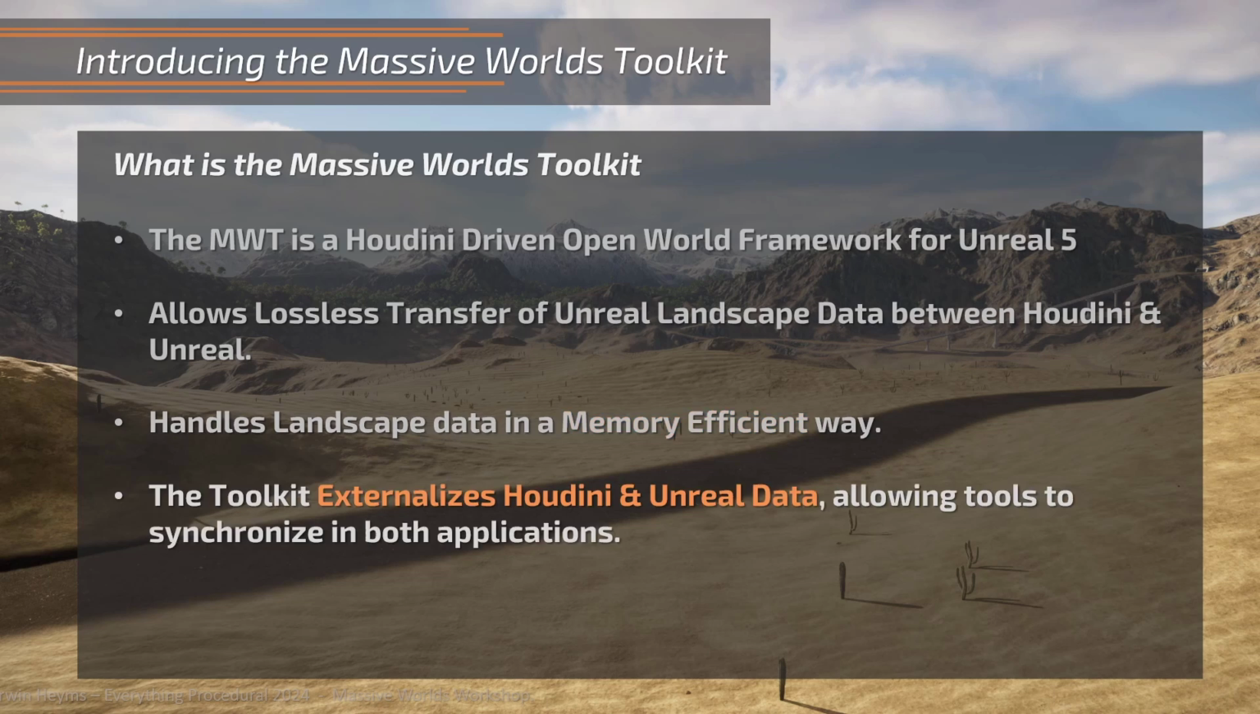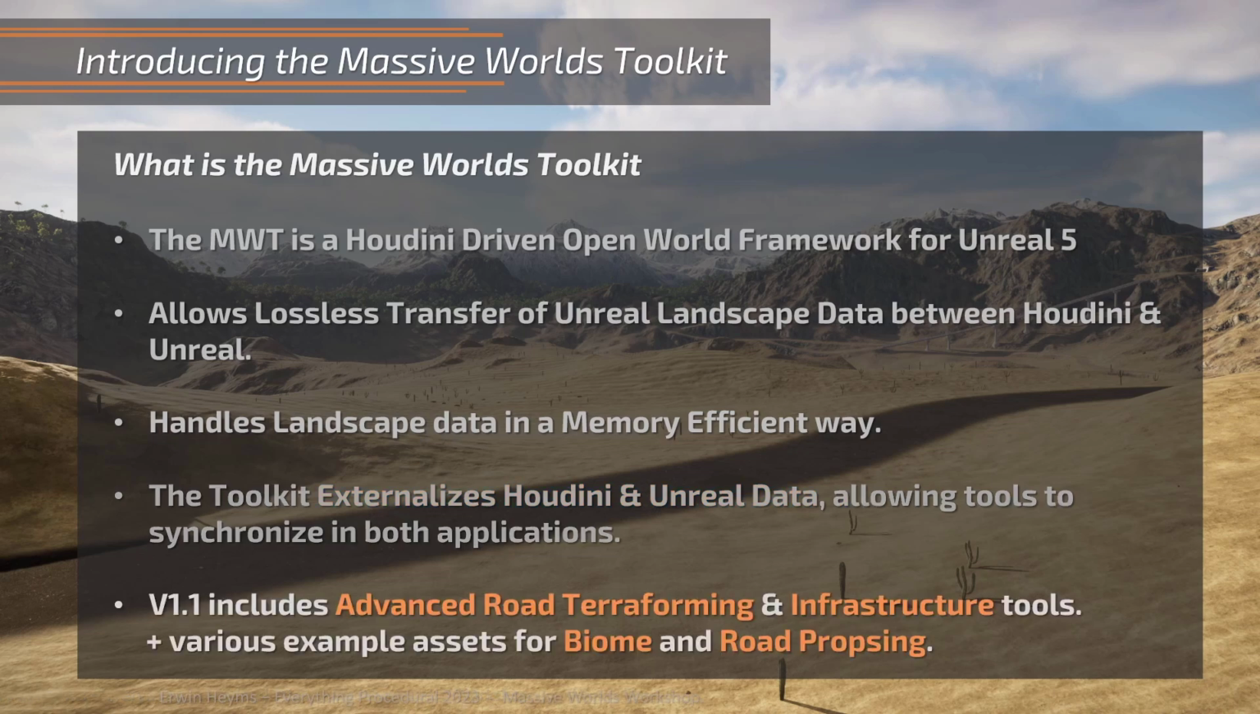Next, the toolkit externalizes both Houdini and Unreal data, such as the landscape and road splines, as well as the data between tools, and it allows the tools to synchronize in both applications. And for version 1.1, I've included an advanced road terraforming and infrastructure toolset, plus various example assets for biome and road propping.